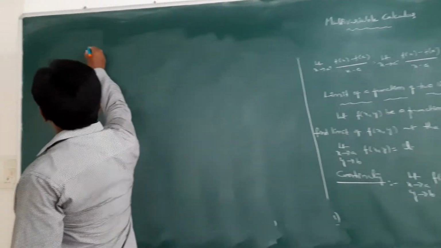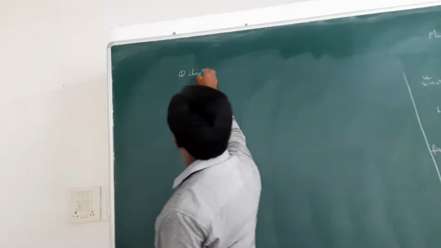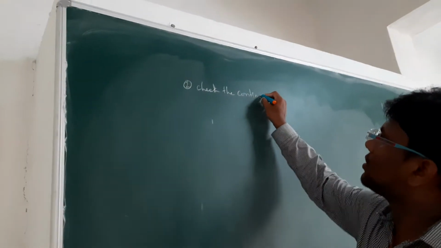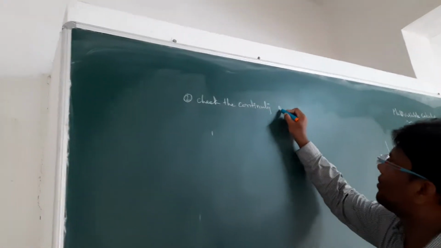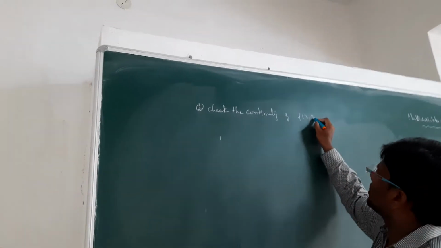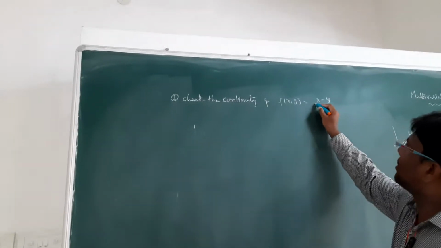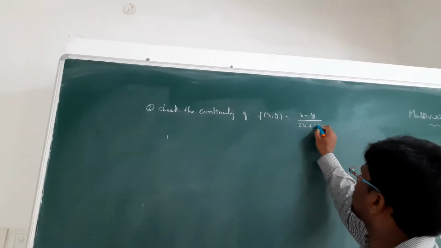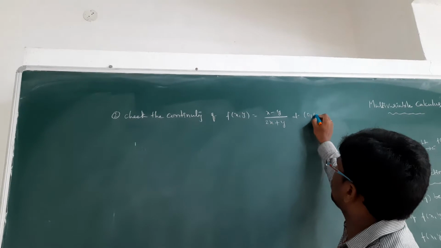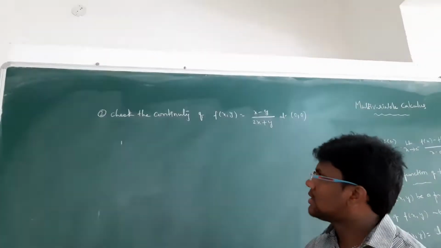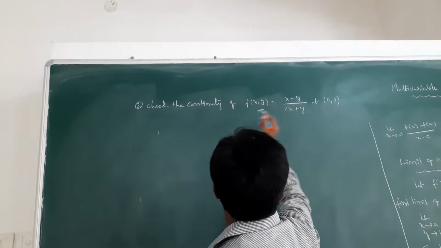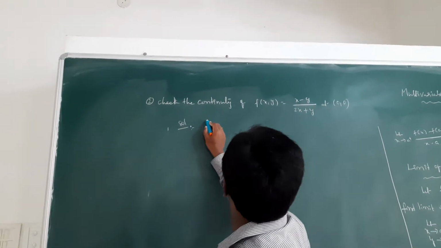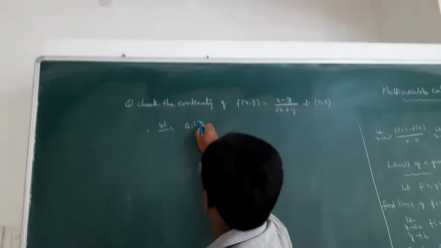Check the continuity of f of x comma y is equal to x minus y by 2x plus y at 0 comma 0. Check the continuity at the point 0 comma 0. Solution. Here the point a comma b is equal to, what is the point a comma b?